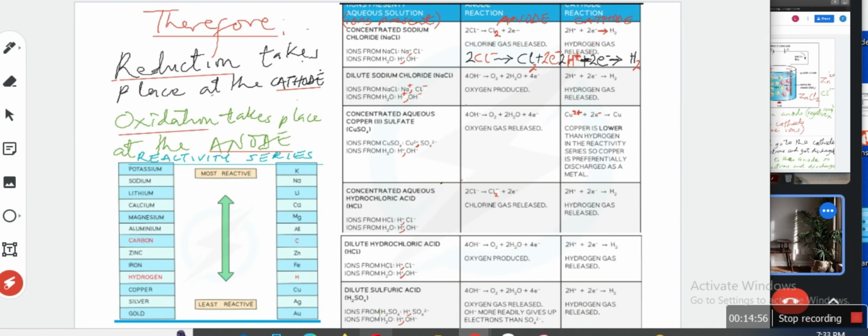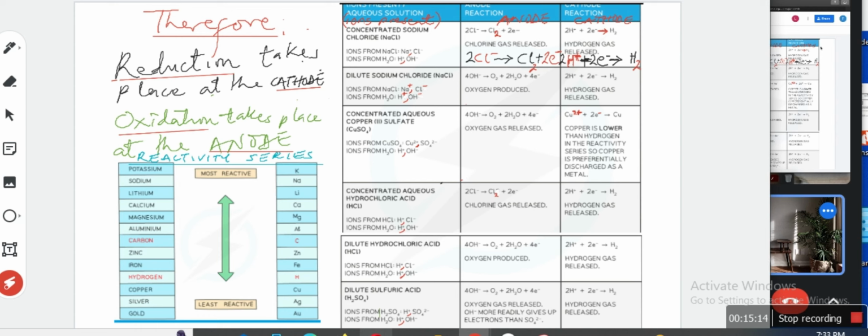Go to the next page. I need to explain some things very quickly to you. All right.